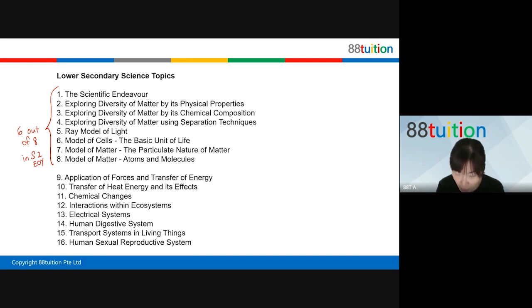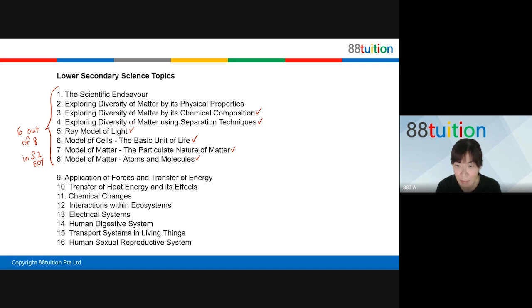What are the common topics? I will say a lot of students told me this one tested, this one tested: particulate nature, and then the chemical composition. These are the very popular ones. All right, and let's see, what else? I think basic unit, cells, and then 1, 2, 3, 4, 5, and 6.